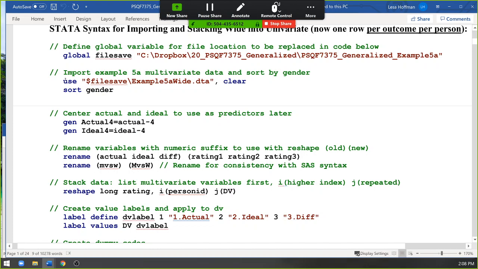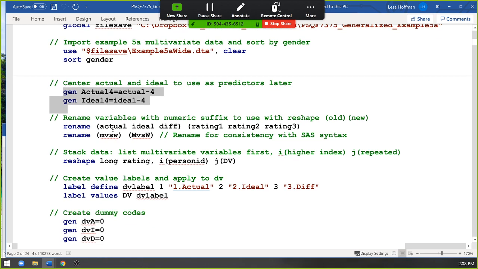So I am importing the original wide format data, generating the centered predictors that are going to stay with it. Because the variables to be stacked do not have a numeric suffix, Stata kept yelling at me. I couldn't figure out how to work it otherwise, and so I gave up and decided just to rename them. So solely for the purpose of making Stata understand what I was trying to do with this reshape command, I renamed my 3 separate columns as rating 1, 2, 3. After I did that, it was able to create a new column called rating and then build a DV variable.